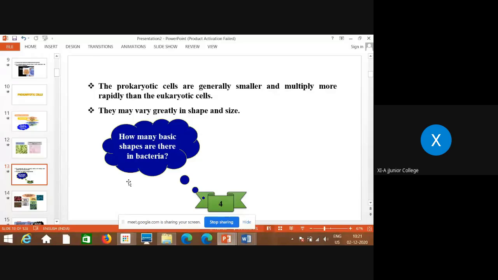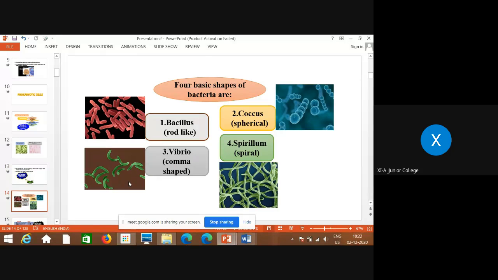Prokaryotic cells are generally smaller and multiply more rapidly than the eukaryotic cells. They may vary greatly in shape and size. You know that just now I was telling you there is a range about the size. We discussed the range of the size. Just like that, both eukaryotic as well as prokaryotic cells vary in shape also, not only size. Now in case of prokaryotes, as per the shape, they are known by different names. Four basic shapes of bacteria are observed.